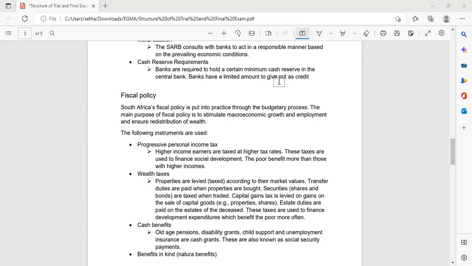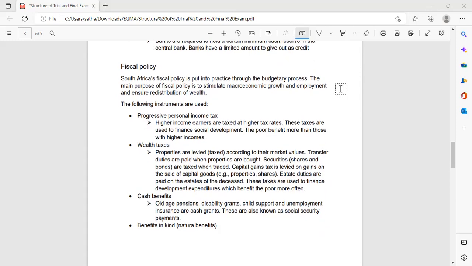So they make use of the following instruments: progressive personal income tax, which means that the higher you earn, the higher the tax you pay. These taxes are used to finance social development. The poor people benefit more than those with higher incomes. With this one, the government is trying to reduce the state whereby the rich keep getting richer and the poorer keep getting poorer.